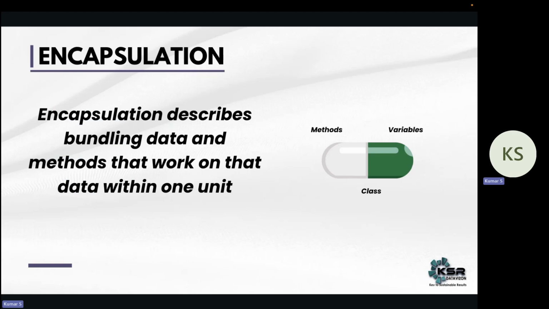Let's see encapsulation. So encapsulation is a concept in OOPS that describes wrapping or bundling of data and methods in a single unit. So it is like creating a capsule in which you put all your attributes, instance variables, and all methods, and put them in a bundle, like create a class out of it. This part is called encapsulation.